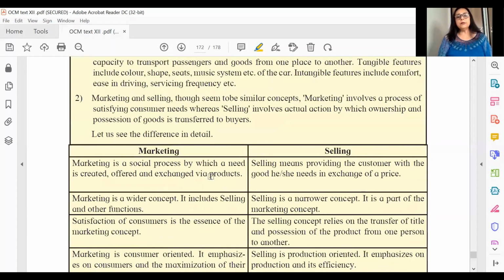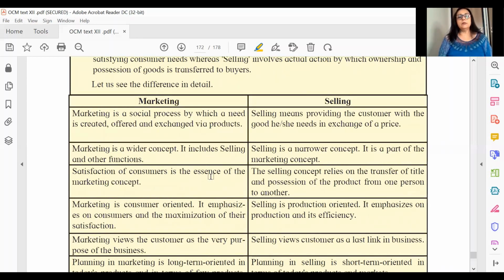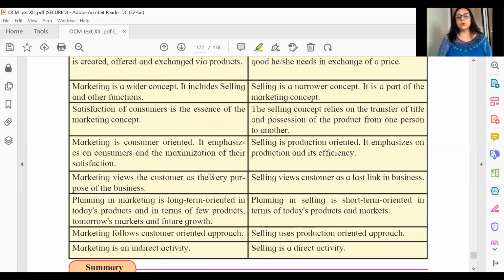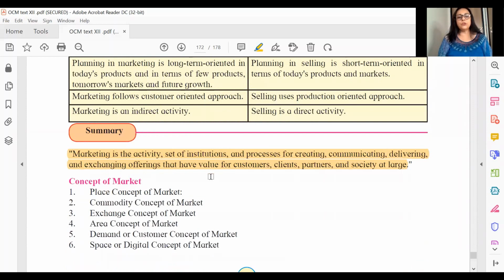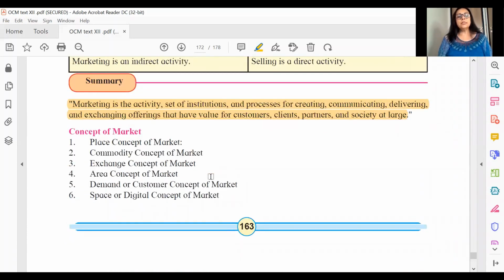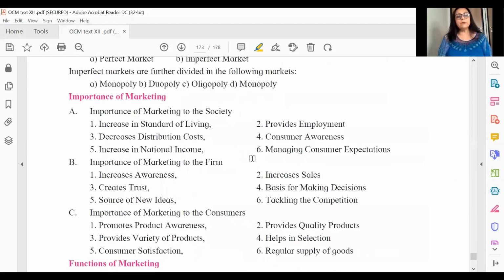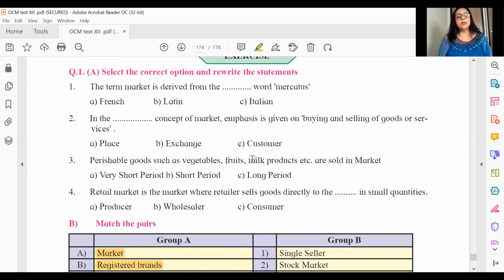Now, I will quickly browse through. I think this particular distinction is not at all expected in our board exam. You can just read through it once. There is one more highlighted text that I have. I think the same one was also highlighted in the main text. We will quickly move to the exercise here.